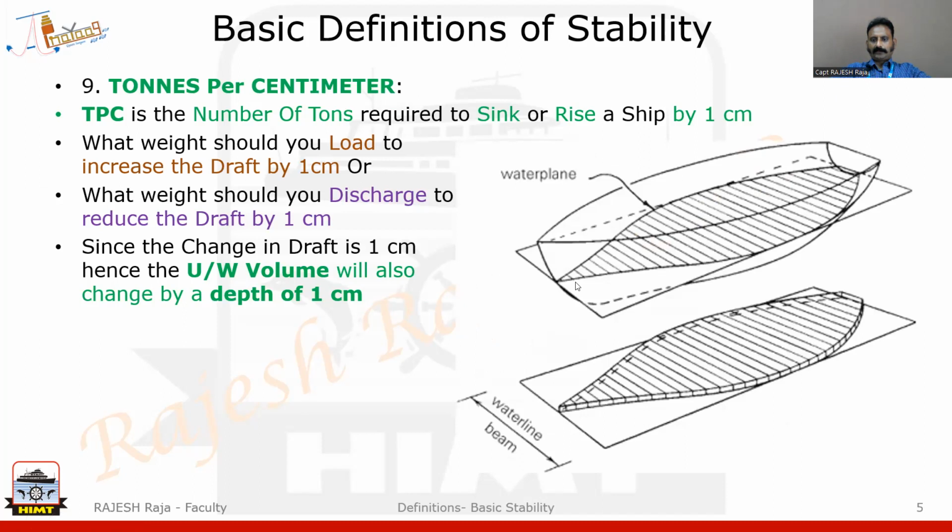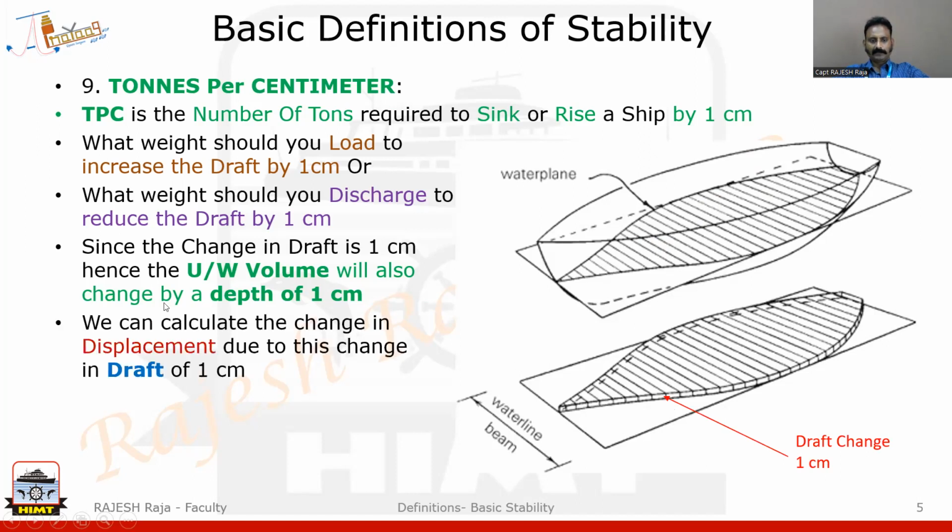You can see on the top picture, he has cut the boat exactly at the waterline. And obviously you will have a water plane area. And this water plane area, if I change it by 1 centimeter, that means there's a small change of depth at that water plane area by 1 centimeter. So this is what I'm interested in. This is what will give me the definition of tons per centimeter and a calculation formula as well.